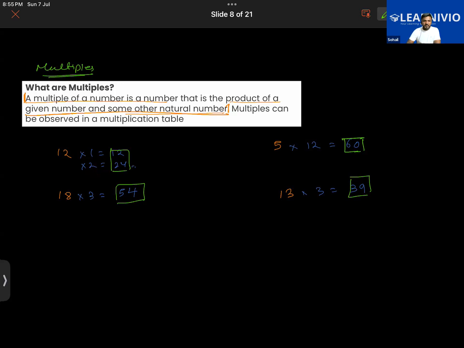Got this, Sumaya, or not? Just like the tables of numbers, the multiplication tables. In a multiplication table, what do you have? You have basically the multiples of a given number. Right now, write down the definition. You have to write down up to natural number only.